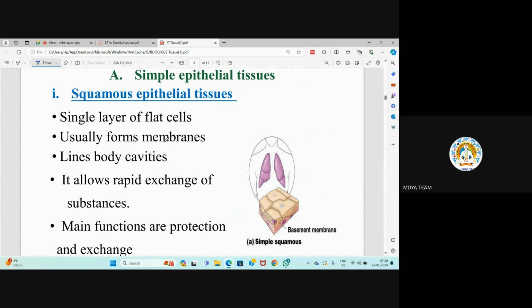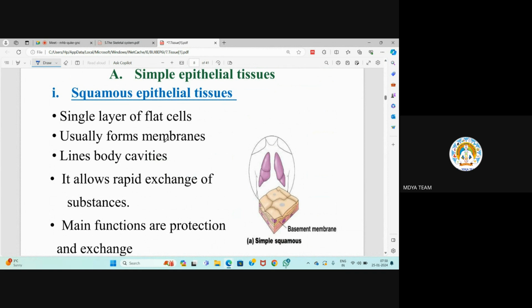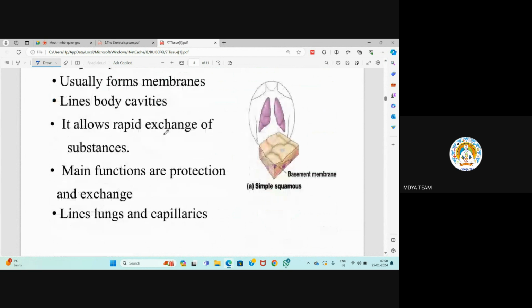Okay, so it is allowing rapid change of substances. Main functions are protection and exchange. Obviously, when it is creating a membrane or covering layer, it will provide the protection and exchange process. Exchange process means what should go inside the organ or inside the cell or inside the body, and what should come out, that will be decided by these membranes only. So protection and exchange process is the main function of squamous epithelial tissue.